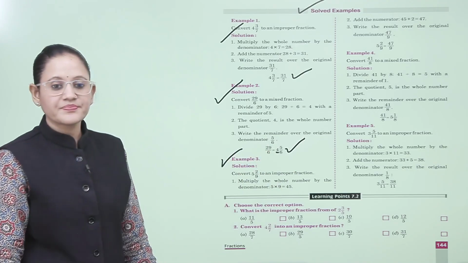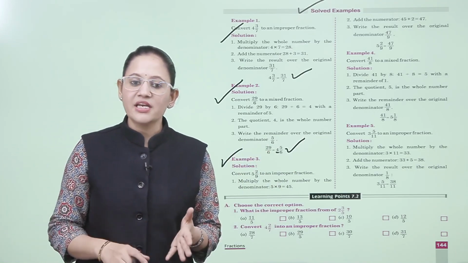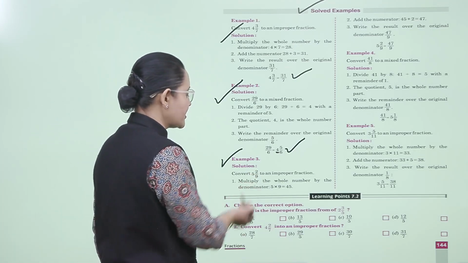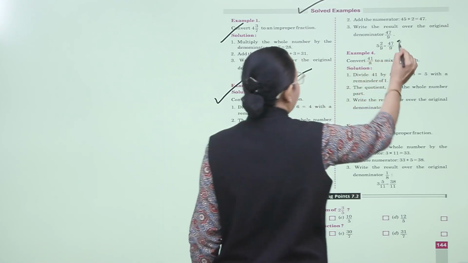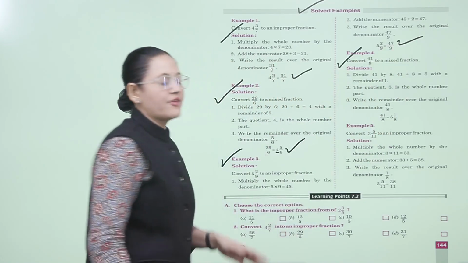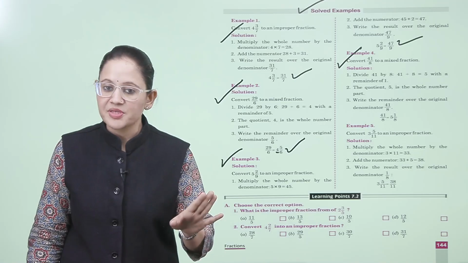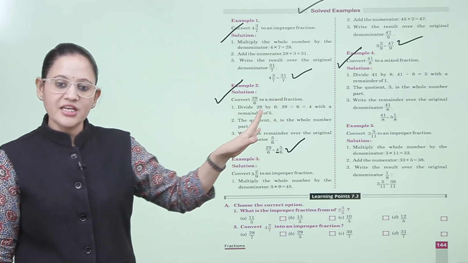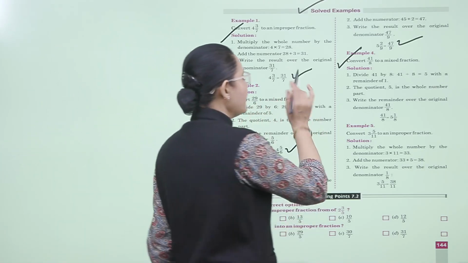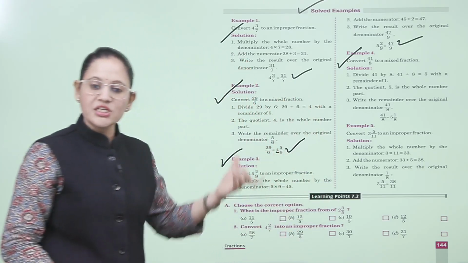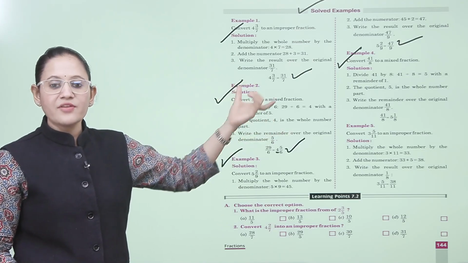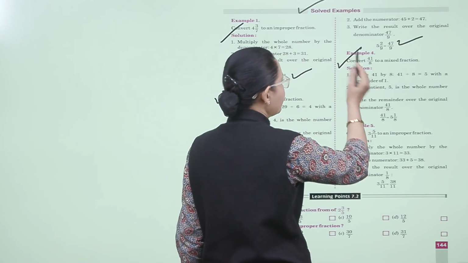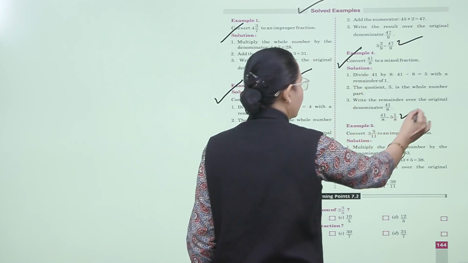Example 3, convert 5 2/9 into an improper fraction. So 5 9s are 45 plus 2, 47 upon 9. Now we will take the next example, we have to convert 41/8 into a mixed fraction. So we will divide 41 by 8, 8 5s are 40. So 5 will become the quotient, that will become our whole number part. 41 minus 40 is 1. 1 will become the remainder and that will become the numerator. So 5 1/8.